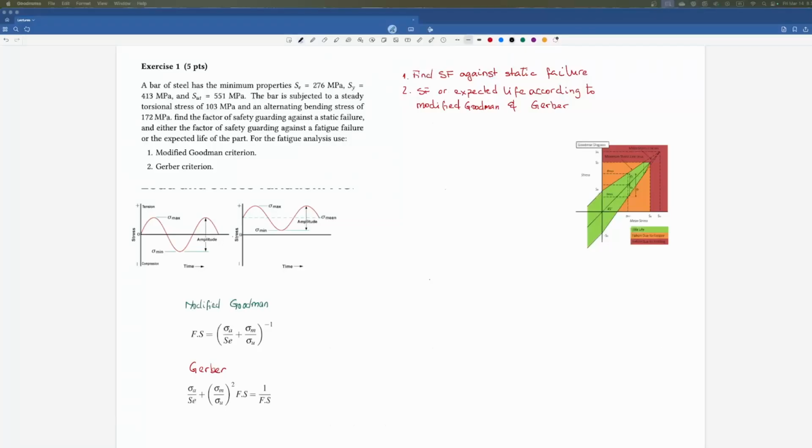Welcome to this micro session where we will take a look at this exercise that is sent as an evaluated exercise. So the problem says that a bar, and let me mark it here, a bar of steel, I can use this one, yeah.